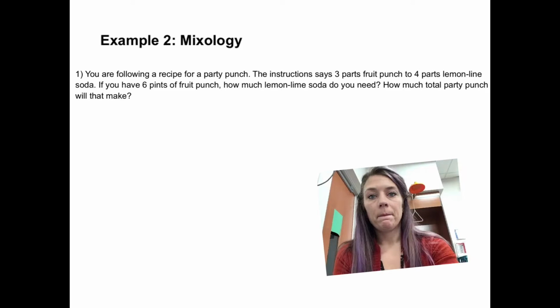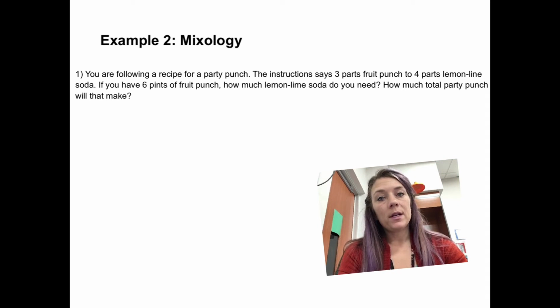This next set of problems are going to deal with mixology, which is really just about mixing things together. And so we're just going to be doing the same thing. We're going to be setting up a proportional relationship. You should still see 2 labels and 3 numbers. So this problem says you are following a recipe for a party punch. The instruction says 3 parts fruit punch to 4 parts lemon lime soda. If you have 6 pints of fruit punch, how much lemon lime soda do you need? How much total party punch will that make?